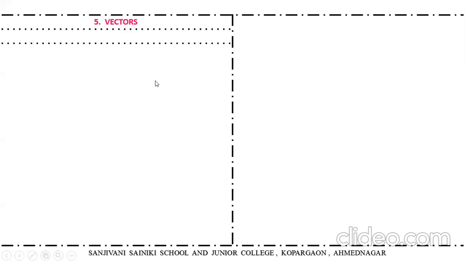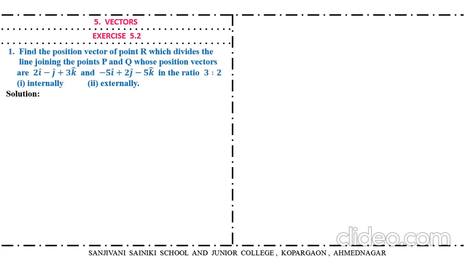Vectors. In that, we will see some examples from exercise 5.2. The first example is: find the position vector of the point R which divides the line segment joining the points P and Q, whose position vectors are 2i minus j plus 3k and minus 5i plus 2j minus 5k, in the ratio 3:2 internally and externally. So how to solve this?